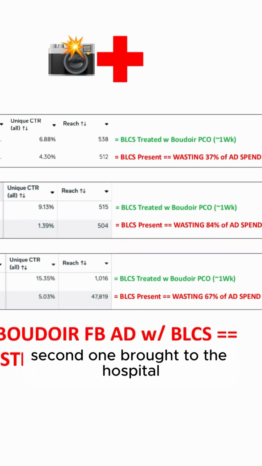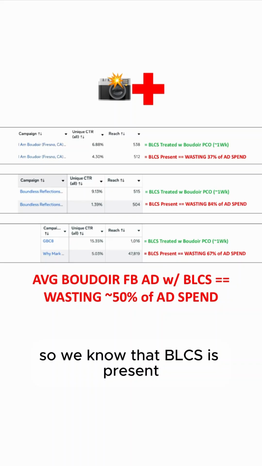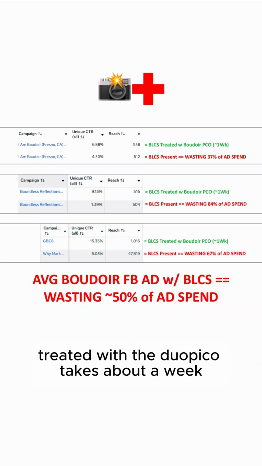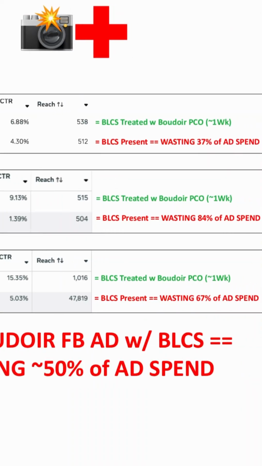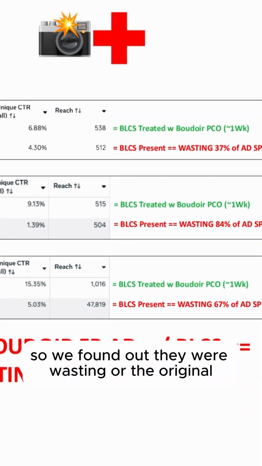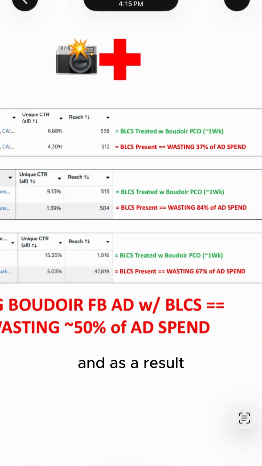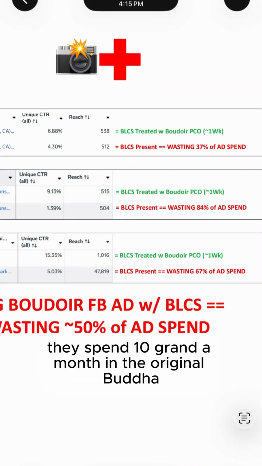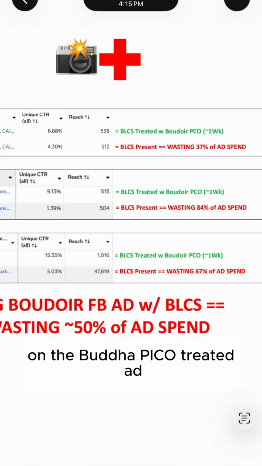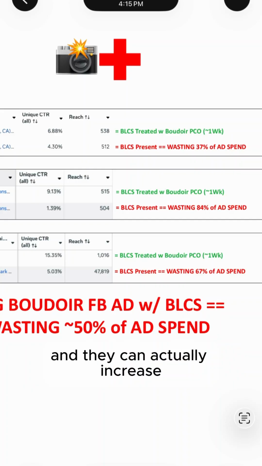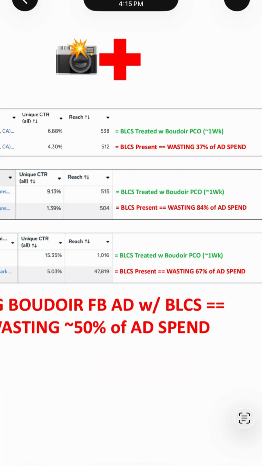Second one, brought it to the hospital, tested it, unique CTR 1.39%. So we know that BLCS is present. We did the same thing: duplicated, treated with Boudoir Pico, takes about a week, and we got the unique CTR up to 9.13%. So we found out the original was wasting 84% of its ad spend. As a result, if they spend 10 grand a month on the original Boudoir Facebook ad, now they only need to spend 1.6 grand a month on the Boudoir Pico treated ad to get their ad into the same number of women's brains in both scenarios.